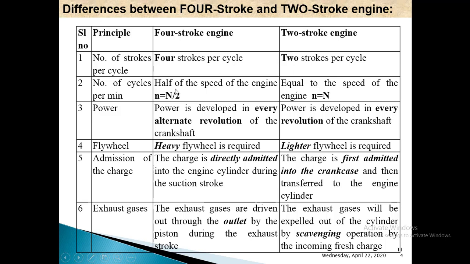The number of cycles per minute is half of the engine speed in the 4-stroke engine, equal to the speed of the engine in the 2-stroke engine. Power is developed in alternate revolutions for the 4-stroke engine, and in every revolution of the crankshaft in the 2-stroke engine. And flywheel size, a heavy flywheel is required for 4-stroke and a lighter flywheel for 2-stroke.